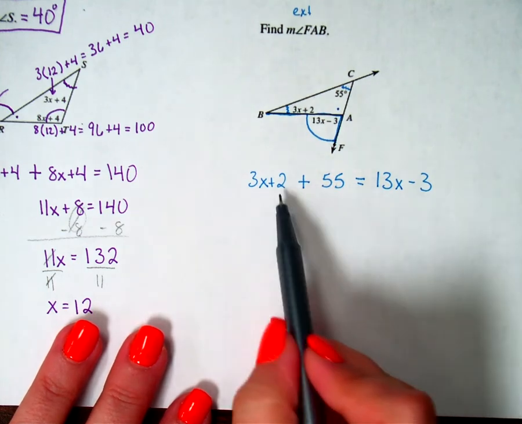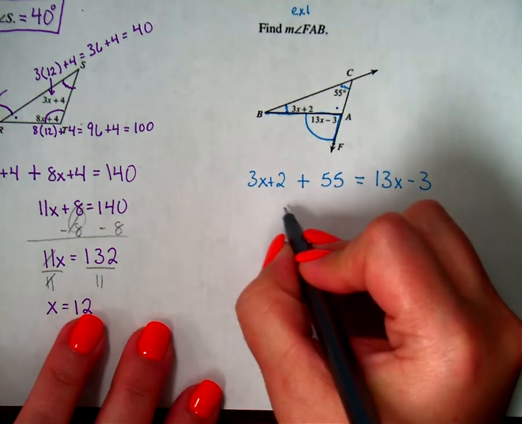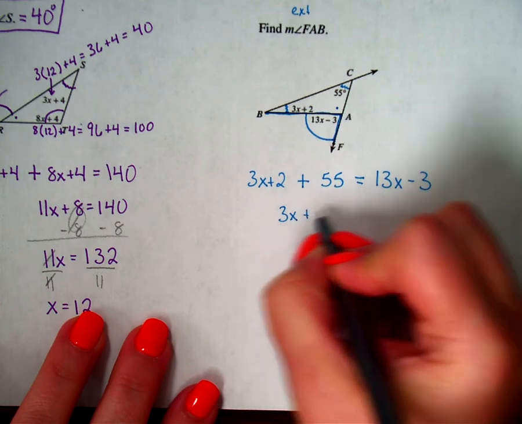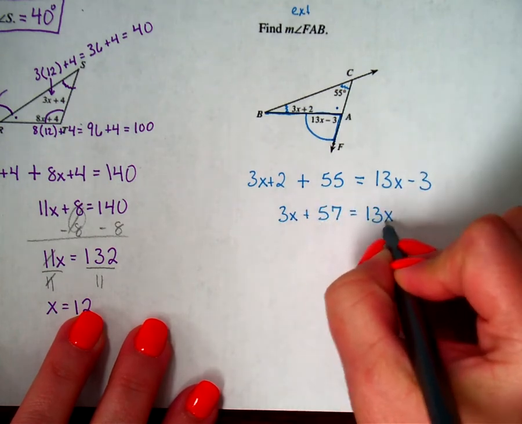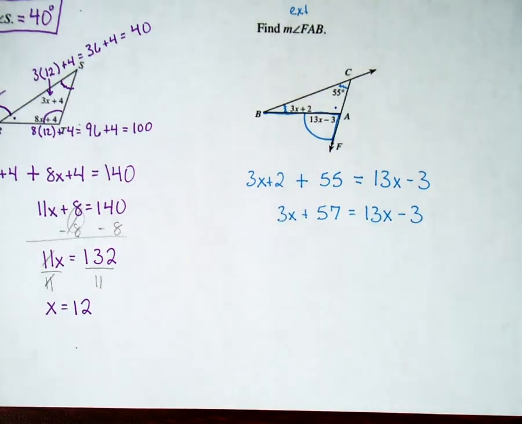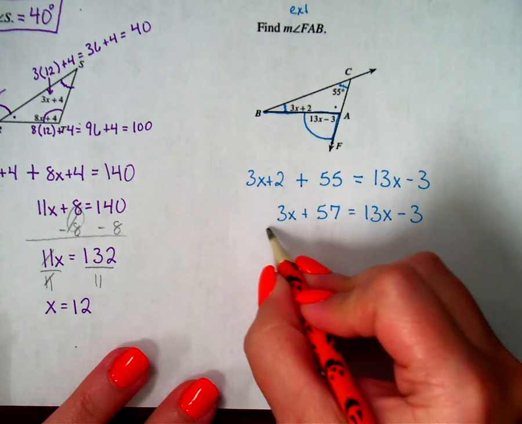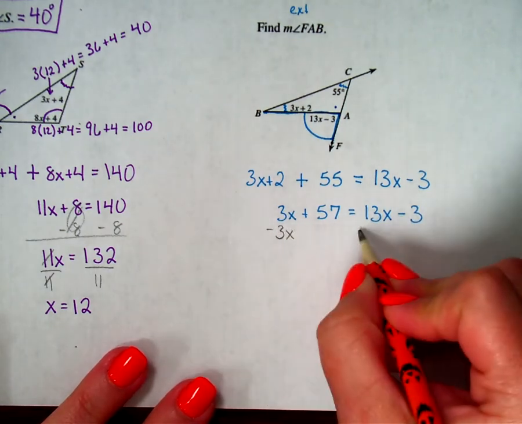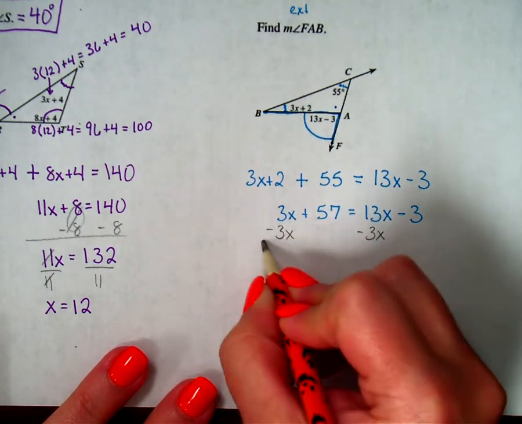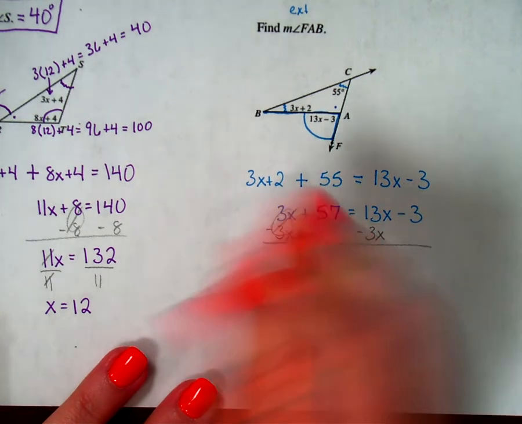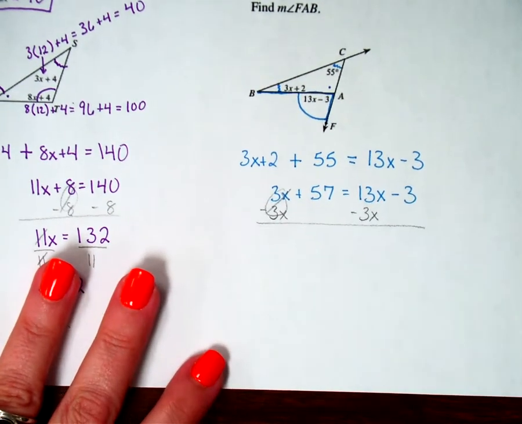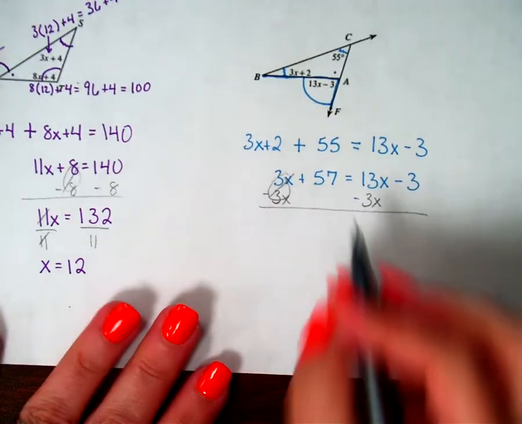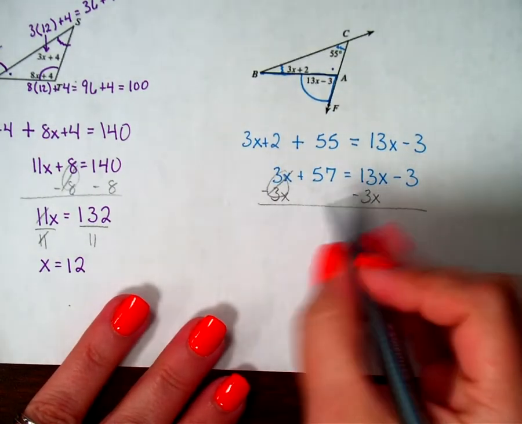The first thing I'm going to do is combine these like terms and get 3x plus 57 equals 13x minus 3. I'm going to move all my x's to the same side, and I'm going to go ahead and move them to the right so I can keep my x's positive. If I was doing a proof, I might want to move them to the left so I'd have my x on the left side so I won't have to use the symmetric property later. But I'm not, so I don't have to worry about that.